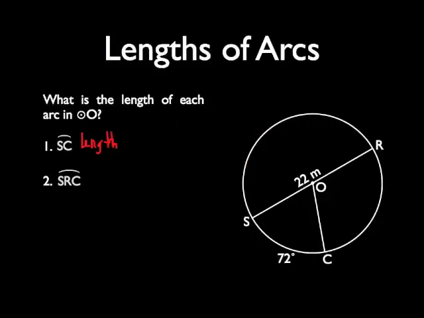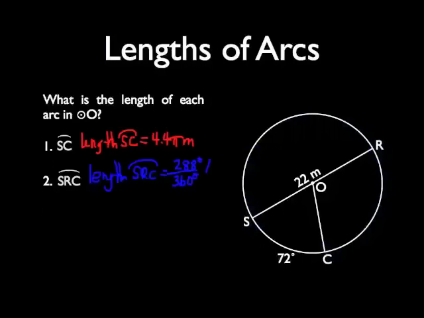Now for the length of arc SRC, we'll need to know the measure of that major arc. That's 360 minus 72, which is 288 degrees. And 288 divided by 360 is 8/10. And of course 8/10 times 22 is 17 6/10. So the length of arc SRC is 17 6/10 pi meters.